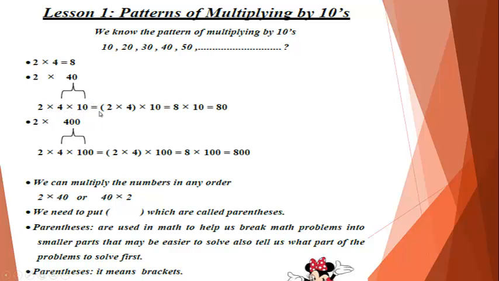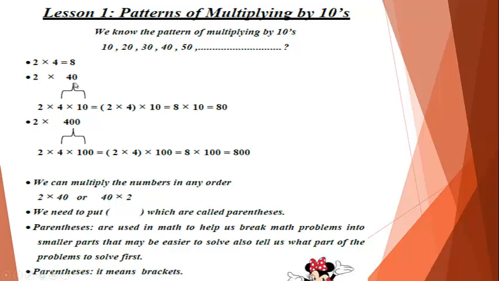And then I have to put two brackets that are called parentheses. The parentheses means brackets. I'm going to put the brackets here to find the product of the numbers inside the brackets first, and then multiply the product by 10. 2 times 4 equals what? As we know, it will equal 8, of course. 8 times 10 equals 80.